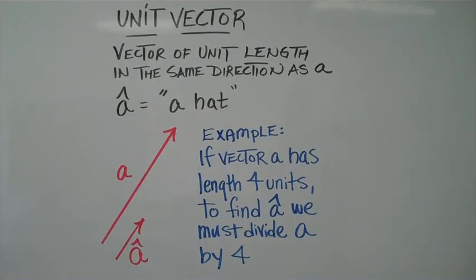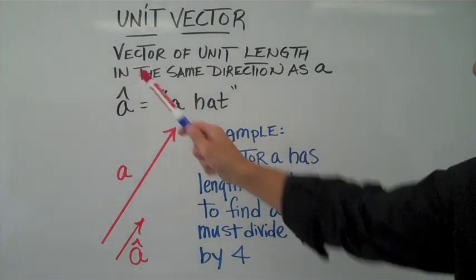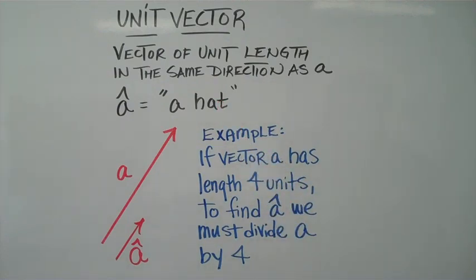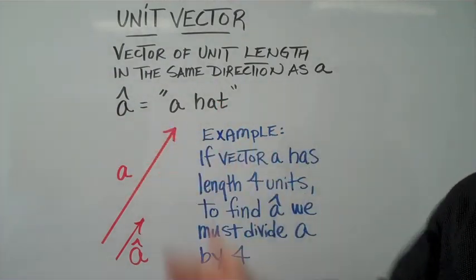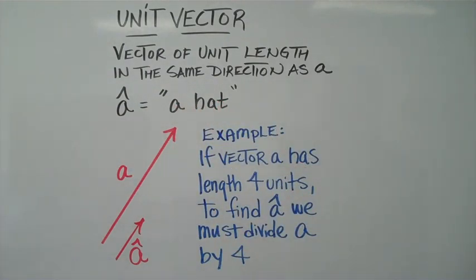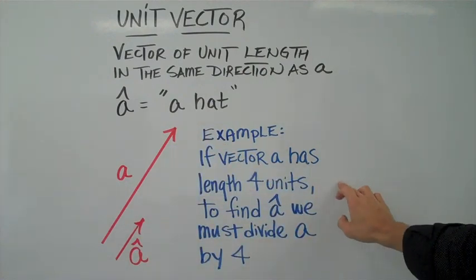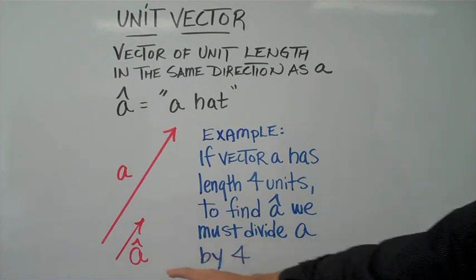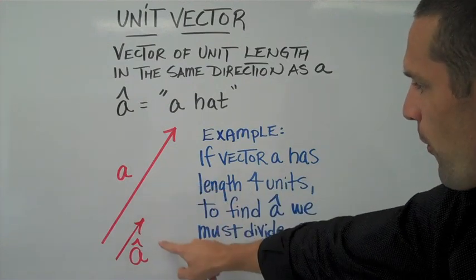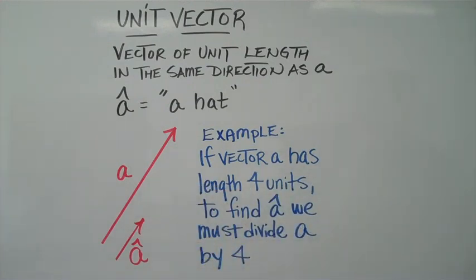We can now talk about the concept of the unit vector. A unit vector is a vector of unit length, meaning length of 1, in the same direction as our original vector. Our sign for a unit vector is a with a little hat over it. It's also known as a hat. It could be vector b, then it would be b hat. Vector c would be c hat. For example, if vector a here has a length or a magnitude of 4, how do you find a hat? Well, you must divide this by 4 to get a unit vector.